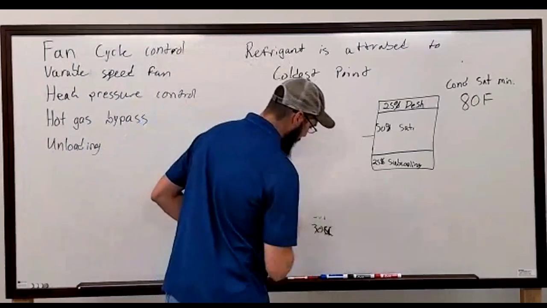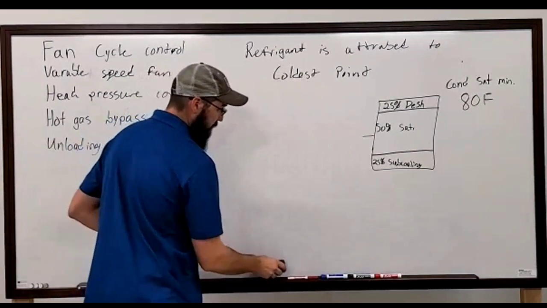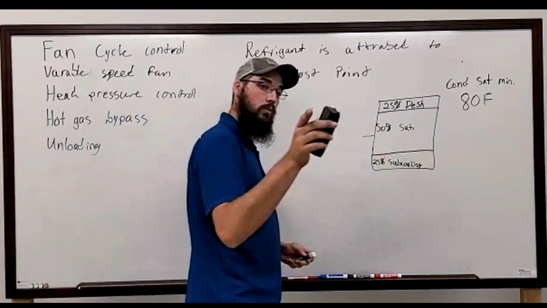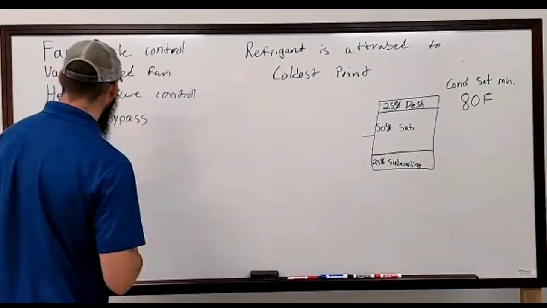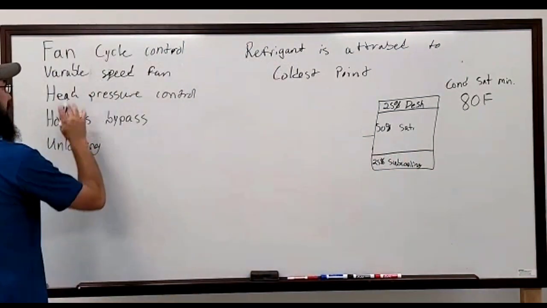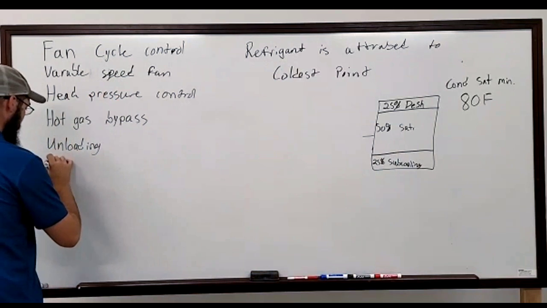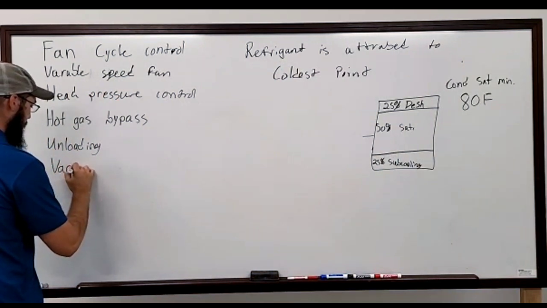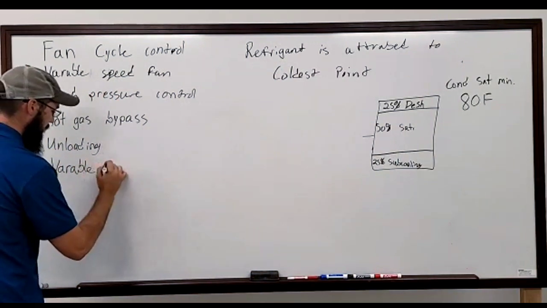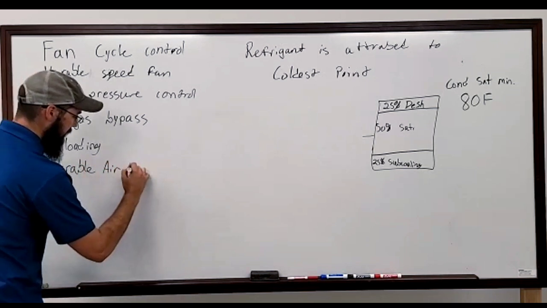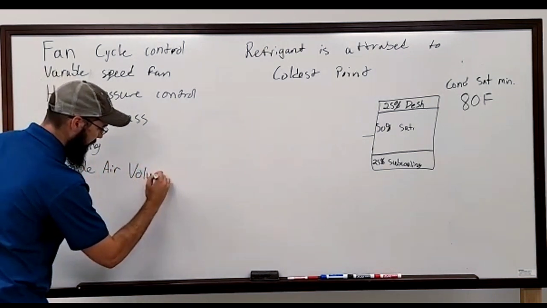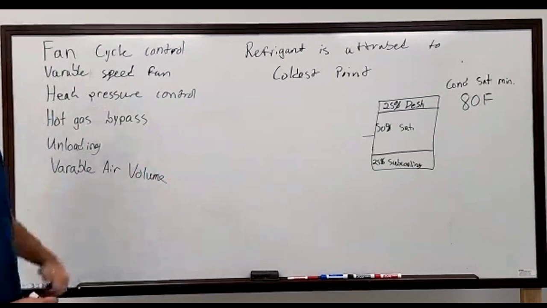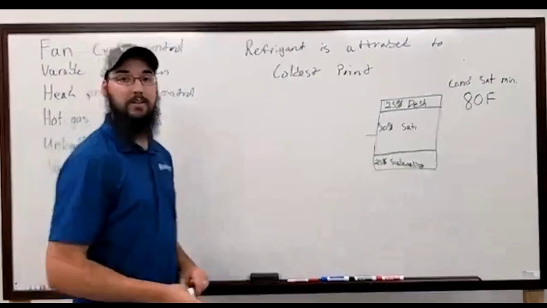What does damper control mean to airflow? We have variable speed, variable air volume. Like the front pedal. Here's for that one. A VAV CFM.